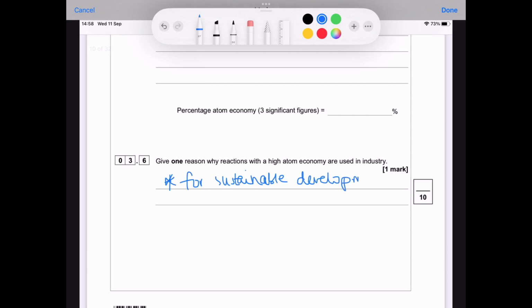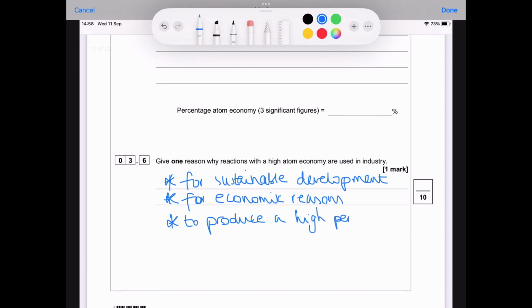Think about the expense as well, the money that's involved for these reactions, especially to take place on a larger scale. So, really, for all the effort and resources that they're using, they just want to have a high percentage of the useful product at the end of it. So, here I'm writing out 3 points, and if you've written along the lines of any one of these, you will get 1 mark for this question.